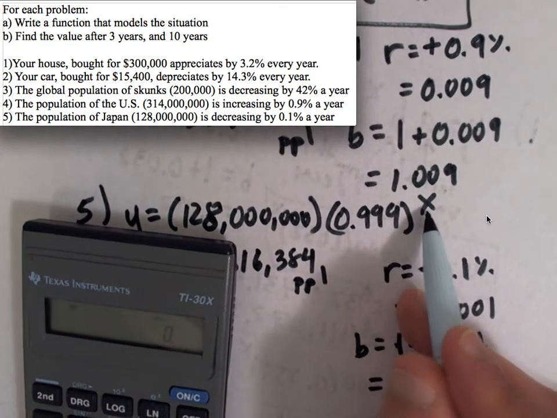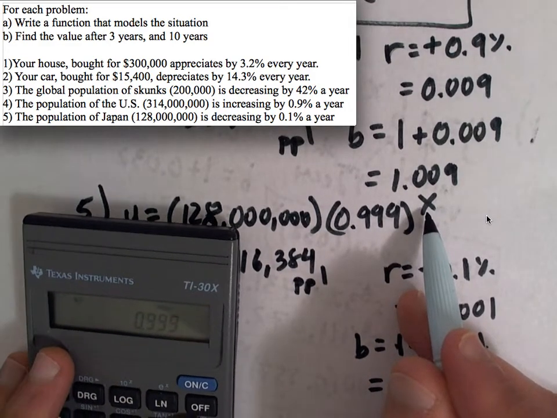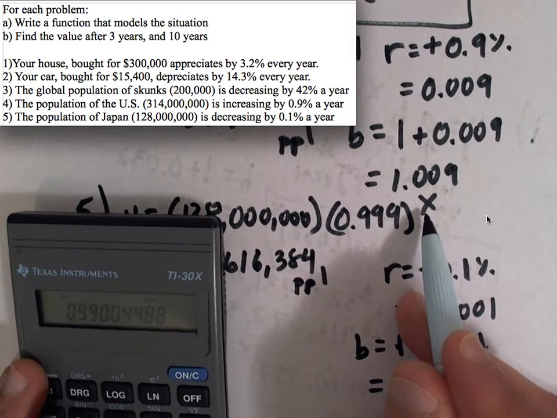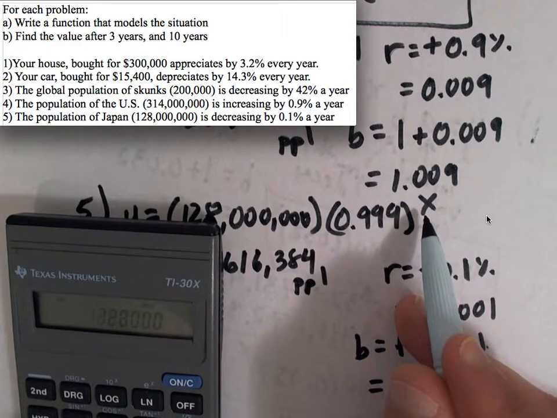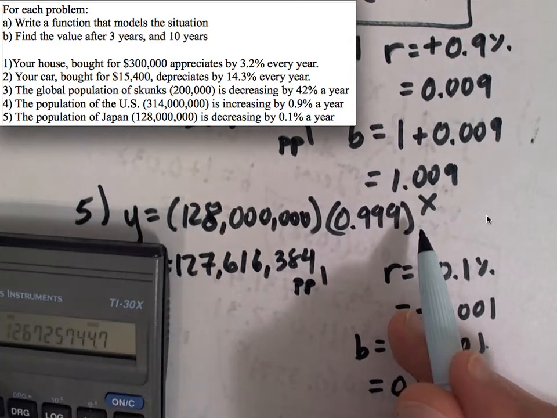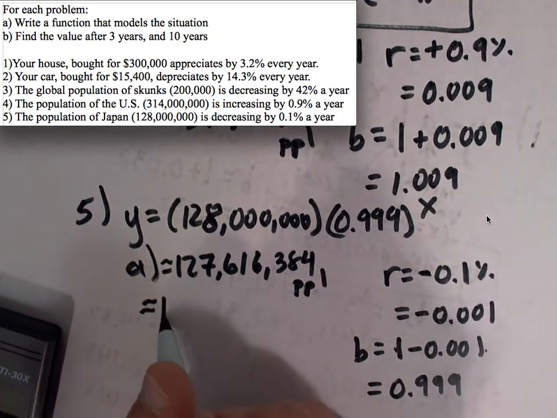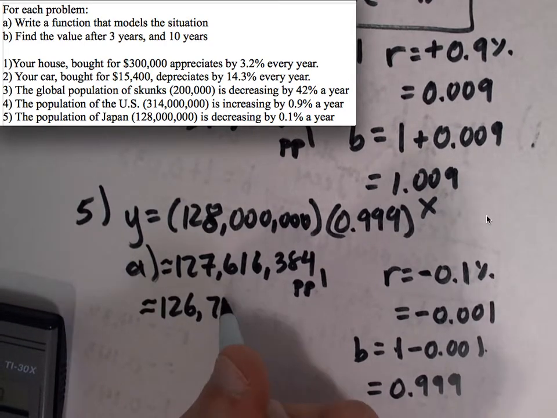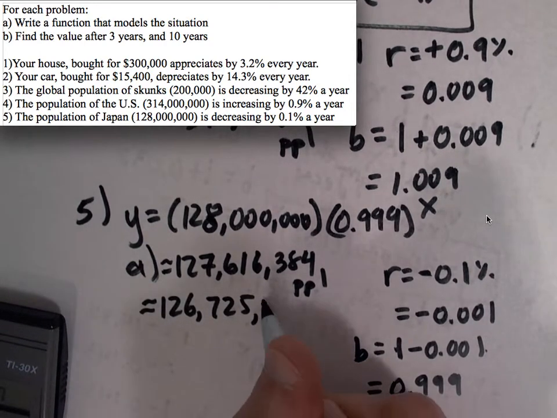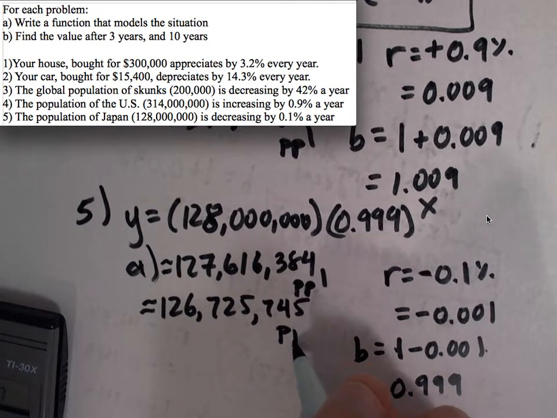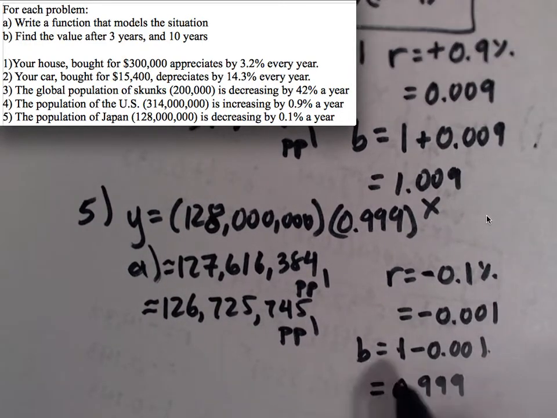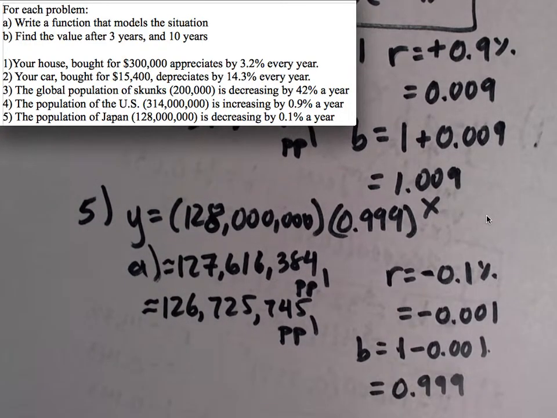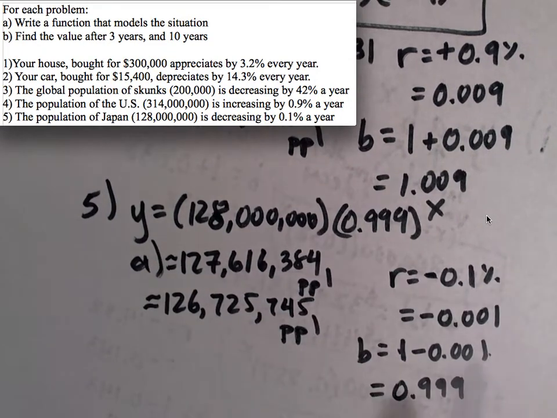And after 10 years, so 0.999 to the 10th power, then multiply that by 128 million people. You're going to have 126 million, 126,725,745 people after 10 years. Okay, so we've seen how to find the rate, then apply to B, plug that into our formula, and predict the future using our exponential models.